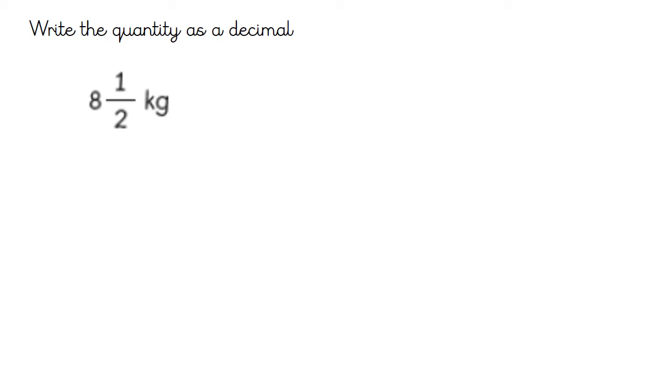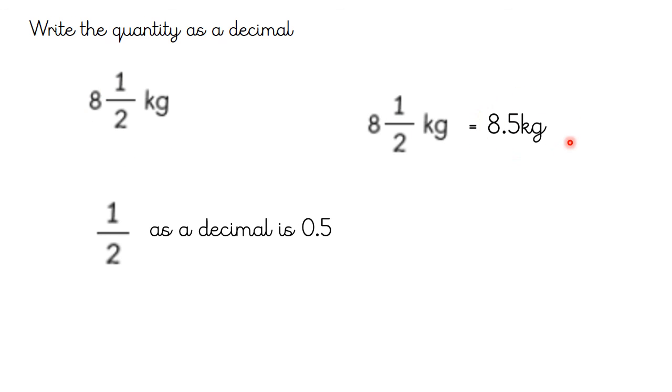Okay, here's another kind of question that might come up on your worksheet, and it says, write the quantity as a decimal. So what we have here is it says 8 and a half kilograms. So we don't need to worry about our 8 because that is 8 wholes, so that is fine. But we need to think about this half and turn that into a decimal. So we have a half, and we know from previous learning that as a decimal, half is 0.5. So therefore, 8 and a half kilograms, written as a decimal number, is 8.5 kilograms.